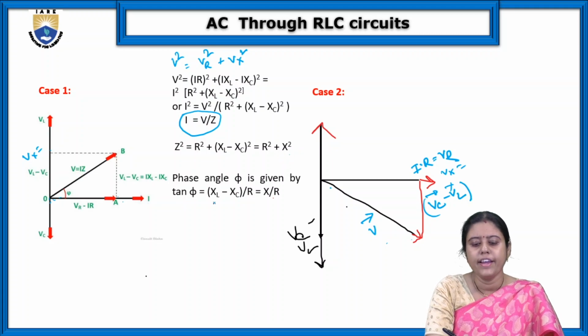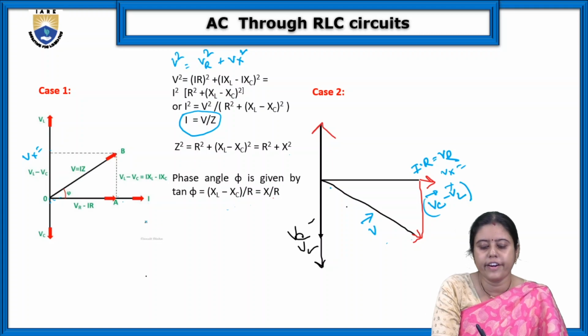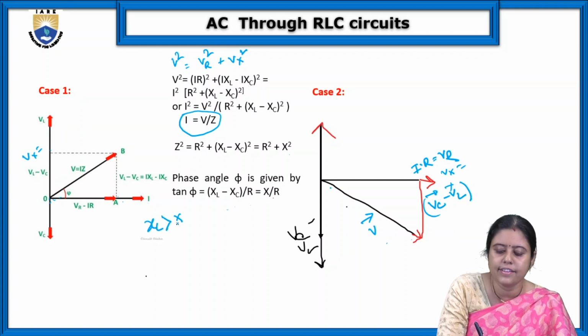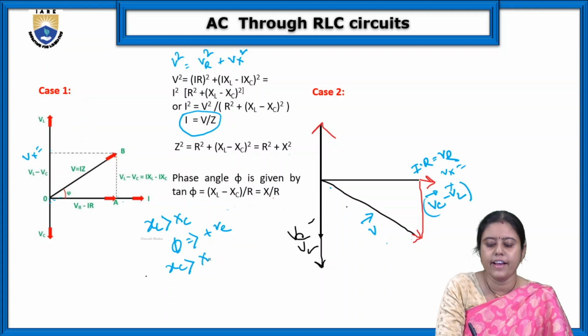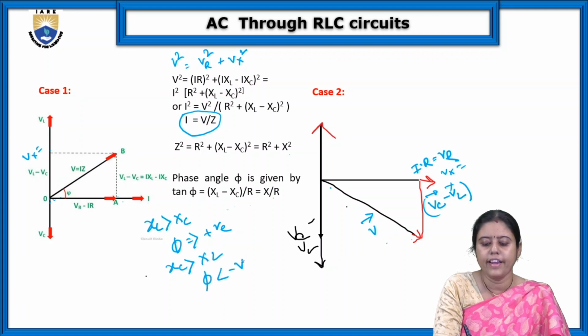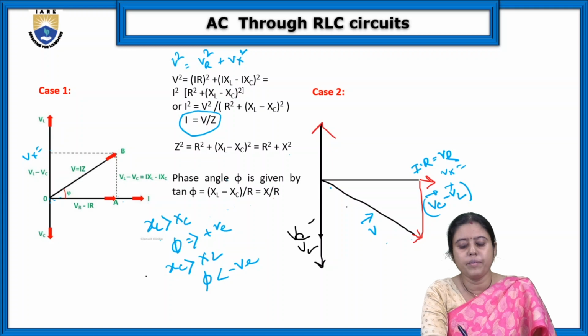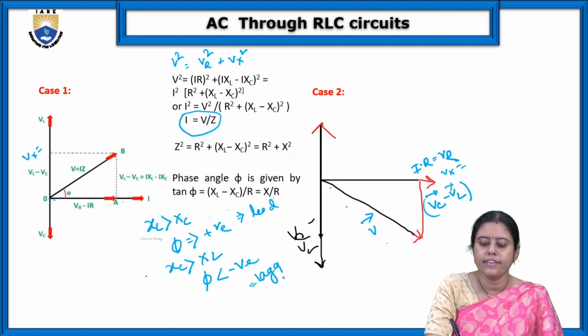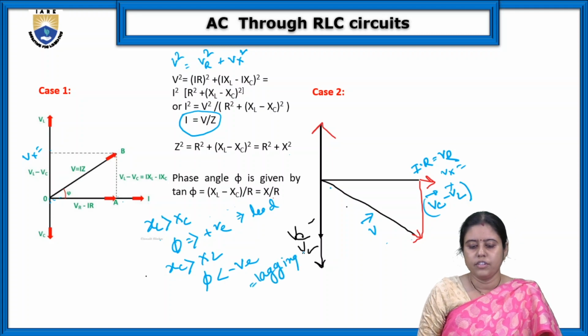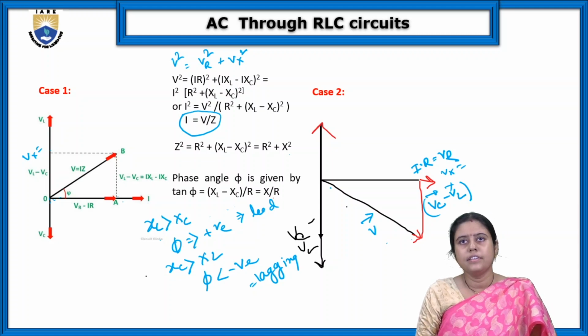And what is tan phi? Tan phi is equal to (XL minus XC) by R. So if XL is greater than XC, phi is positive. If XC is greater than XL, then phi is negative. So XL greater than XC means this is a lagging circuit or leading circuit? This is a leading circuit, and this is a lagging circuit. So we have to remember this too.